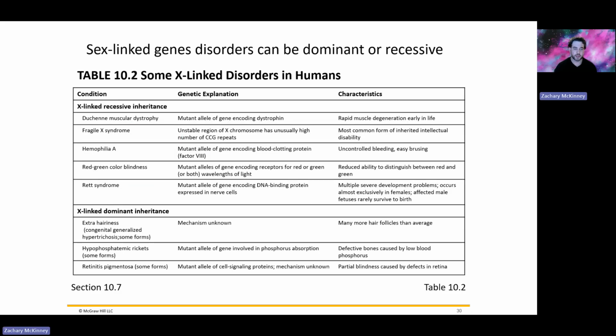Here's just a table of some of those conditions. Again, I'm not going to ask you to memorize which ones are dominant and which ones are recessive, but I will give you information, and you should be able to figure that out based on the information presented to you. It's interesting to look through the different X-linked recessive or dominant disorders, what their genetic explanation is, how they occur, what mutation might make them happen, and what the characteristic is. You'll probably see a lot of these conditions coming back up as you go through biology, so it's nice to have them in your brain and be familiar with them.